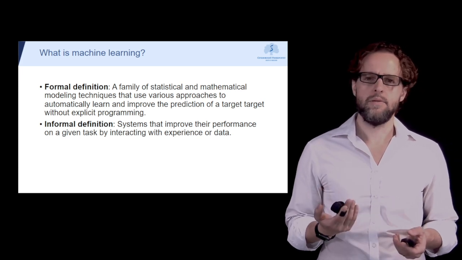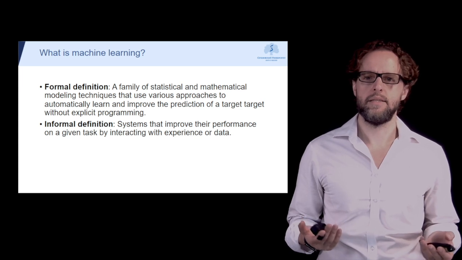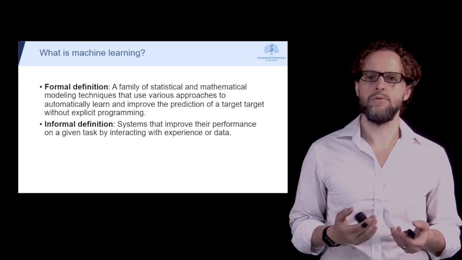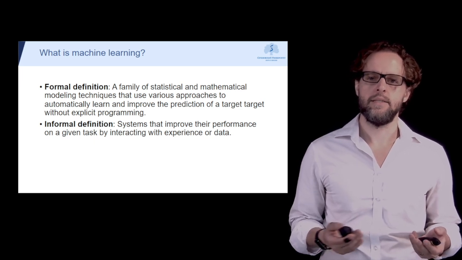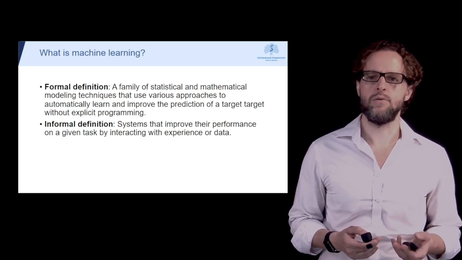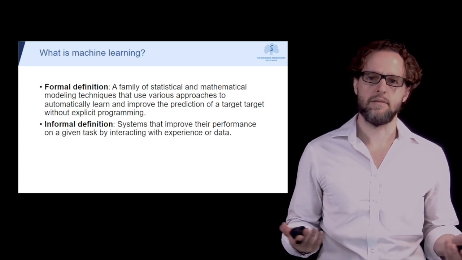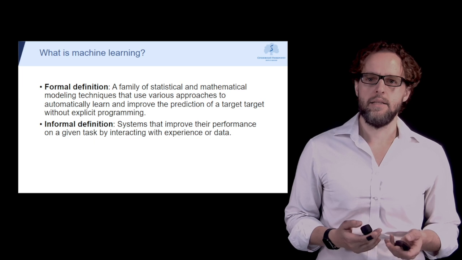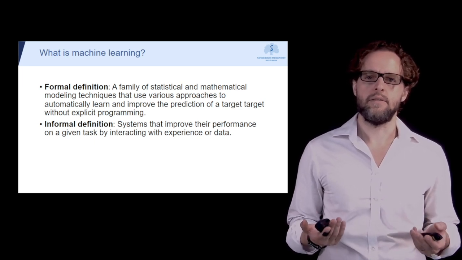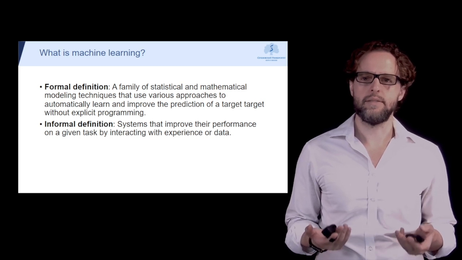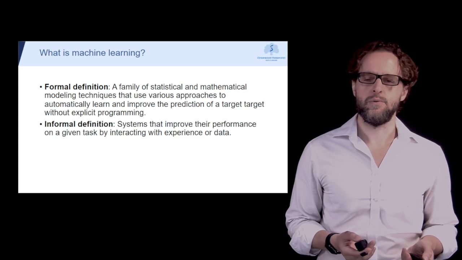We have a formal definition: a family of statistical and mathematical modeling techniques that use various approaches to automatically learn and improve the prediction of a target without explicit programming code. And another informal definition is systems that improve their performance on a given task by interacting with experience or data.